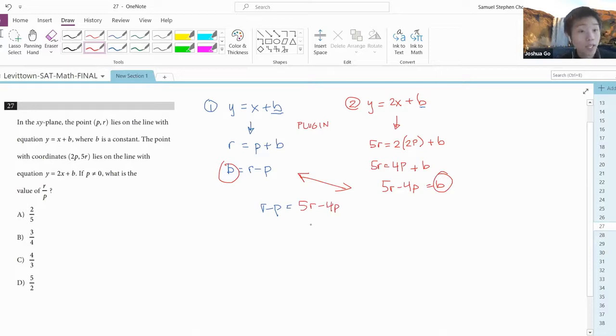So now the question is asking for r over p. So essentially what we're trying to isolate is the term r over p. In order to do that, let's combine like terms. And let's say I want to subtract r from both sides first.